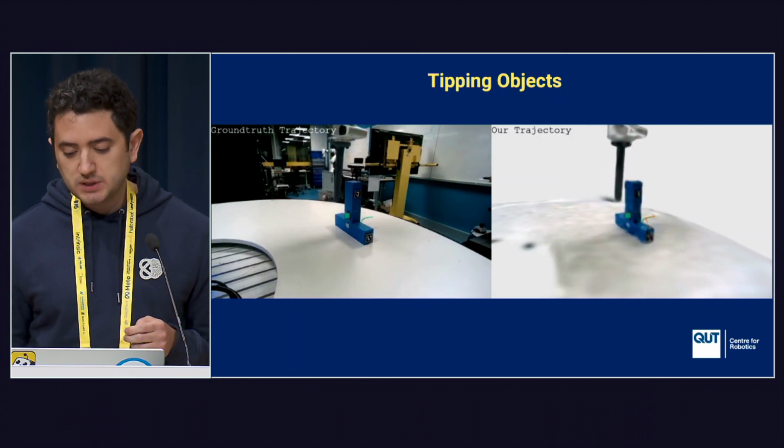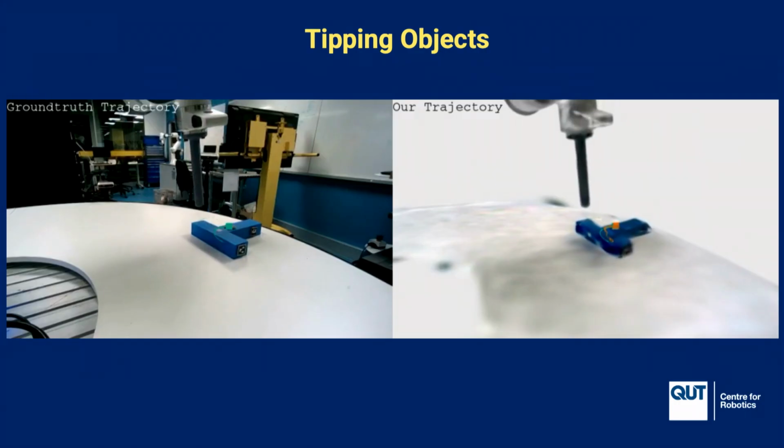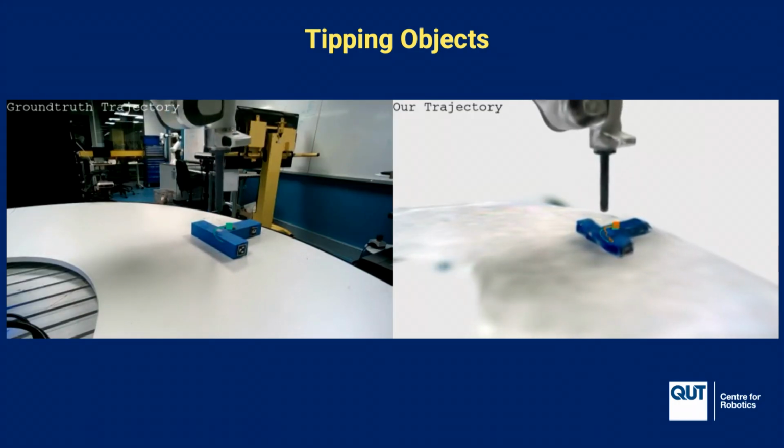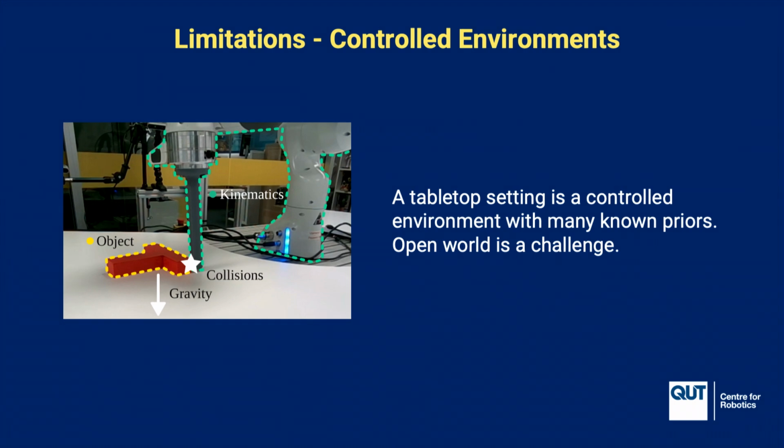And lastly, we show a scene where gravity prior plays a significant role in aiding tracking. So currently, our system has several limitations. The first limitation is that this is designed to work in a controlled setting where strong assumptions can be made about the number of objects that are in the scene.